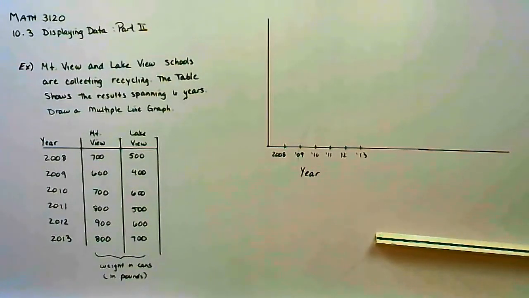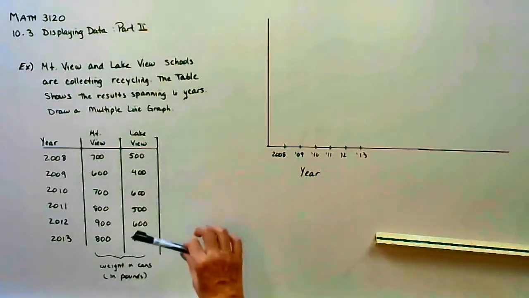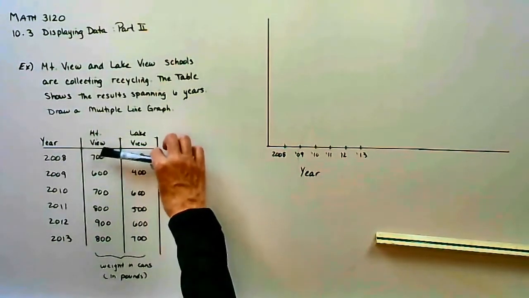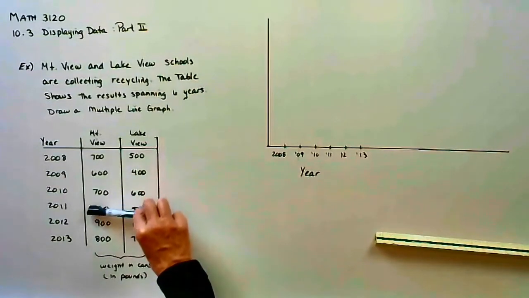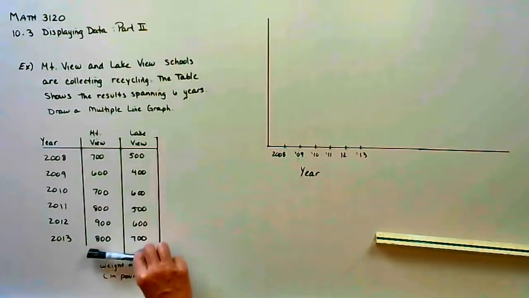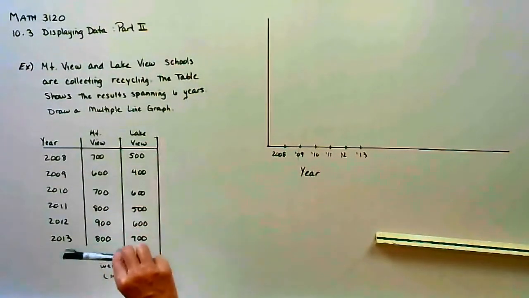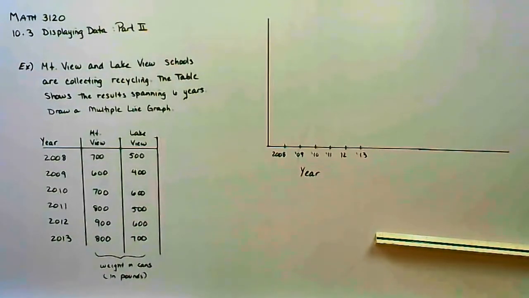I could go 2008, 09, 10, 11, 12, 13. I probably should have spaced them out a little bit more, but I think you all will get the idea.